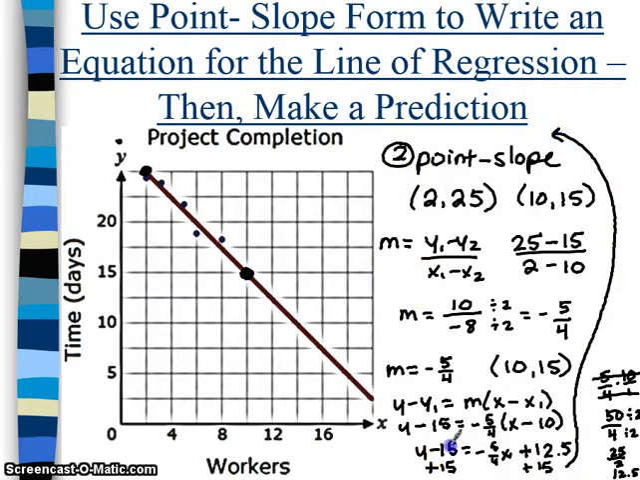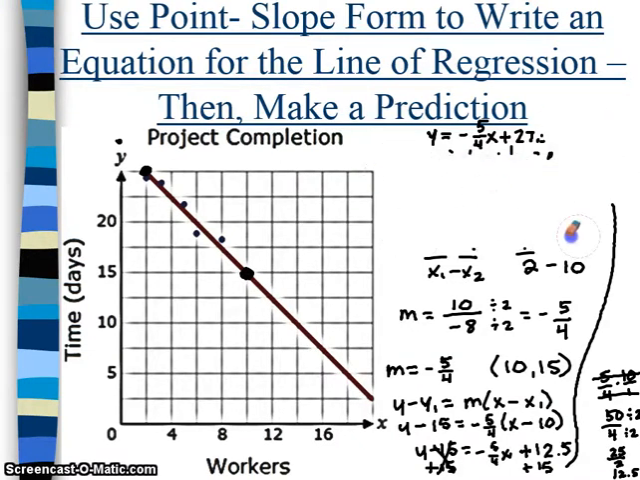So if we add 15 to each side, these cross out, and we get y equals negative 5 over 4x plus 27.5. So this is our equation that represents this situation. We can now use that to make a prediction.